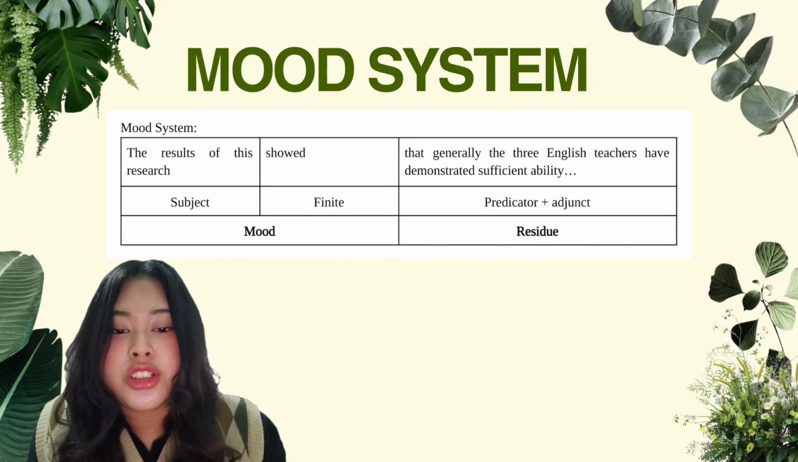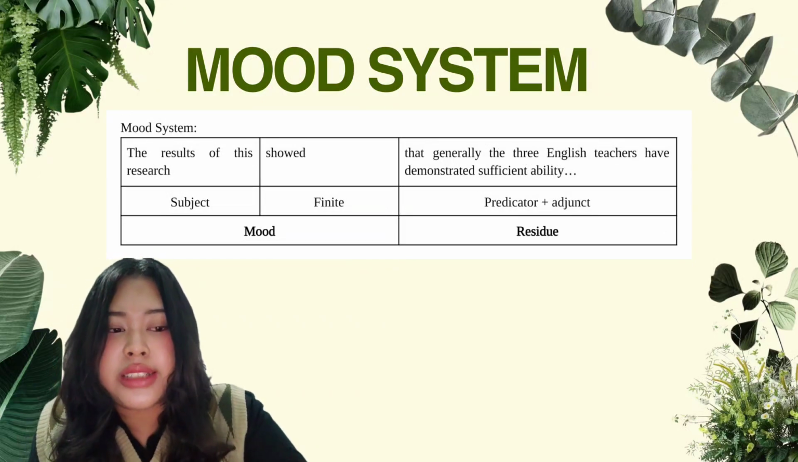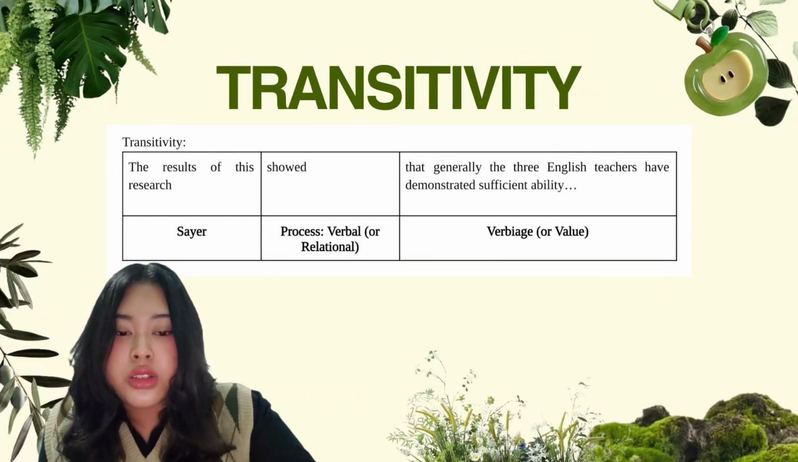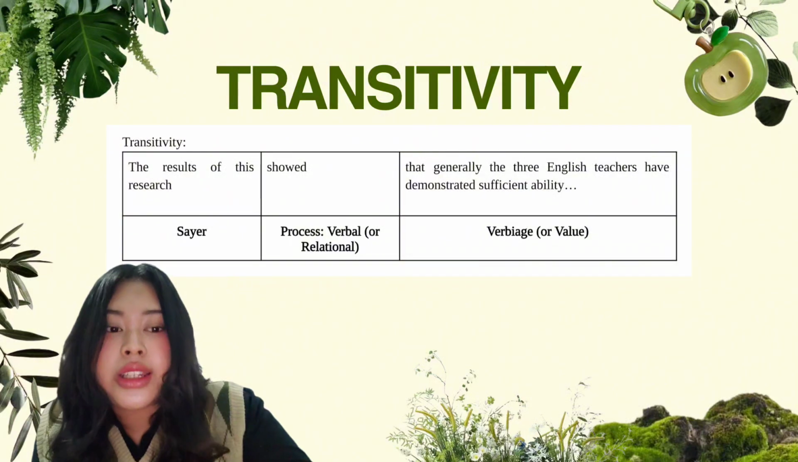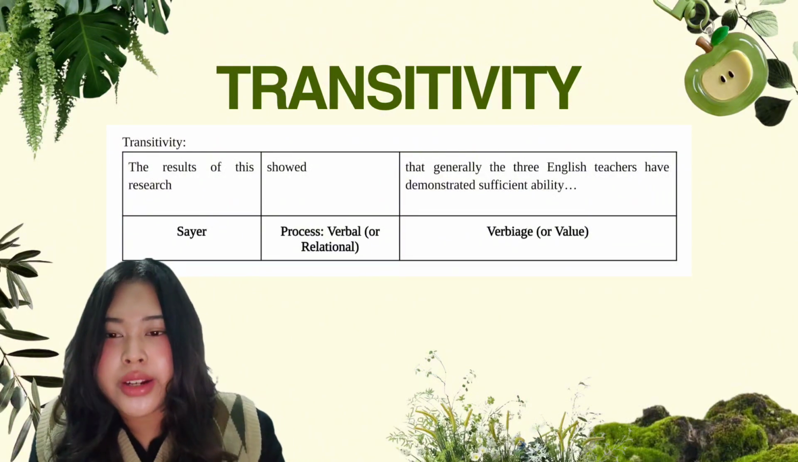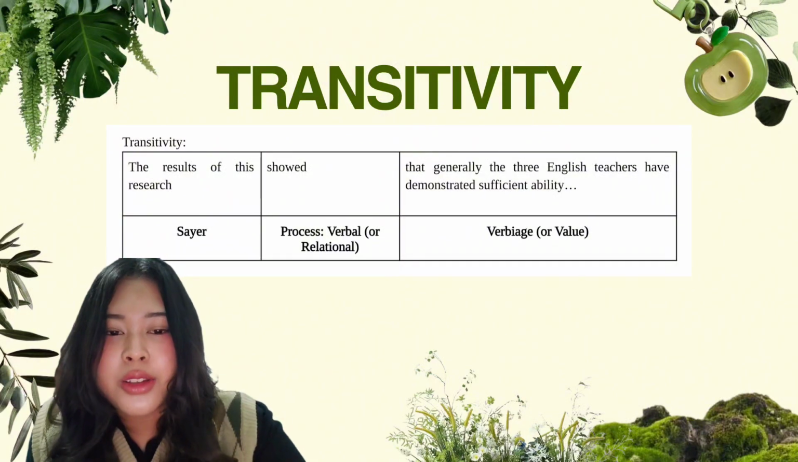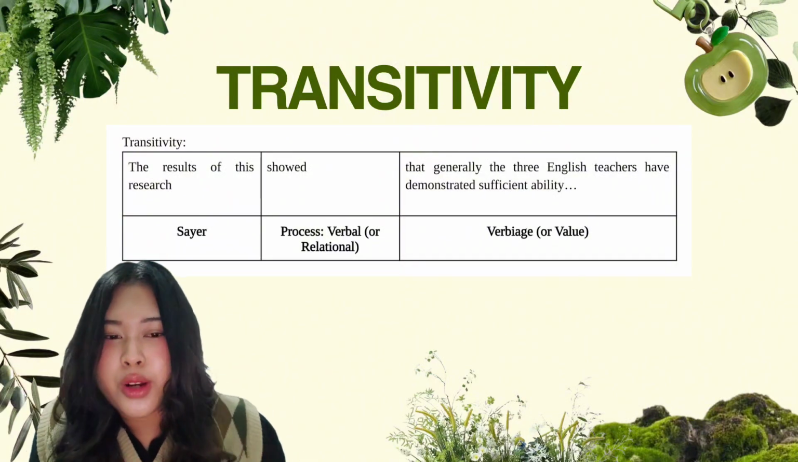Specifically, it functions as a complement. And it is a long clause that tells us exactly what was shown. So the last one is transitivity analysis. This one is a bit more complex because it can be interpreted in two ways. Usually when results show something, we call it a verbal process or a relational process. So let's look at it as a verbal process.